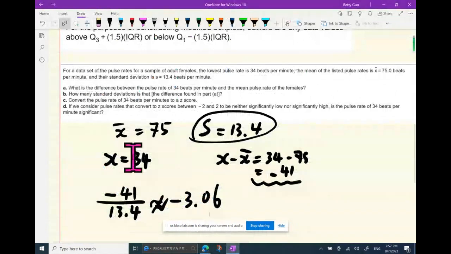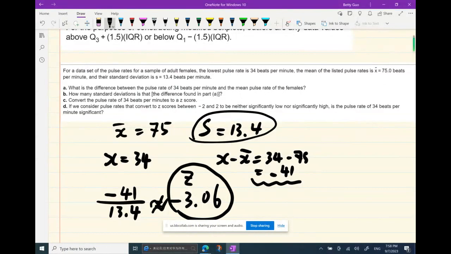Okay, perfect. Part C. Convert the pulse rate of 34 per minute to a z-score. This is the z-score. So part C actually is the same as part B. Part D, if we consider pulse rates that convert to z-scores between -2 and 2 to be neither significantly low nor significantly high, is the pulse rate 34 significant? Yes. If the z-score is greater than or equal to 2, then your x value is significantly high. If your z-score is less than or equal to -2, then your pulse score is significantly low. This one is significantly low. All right? Does that make sense?